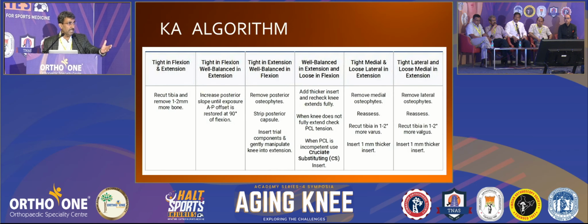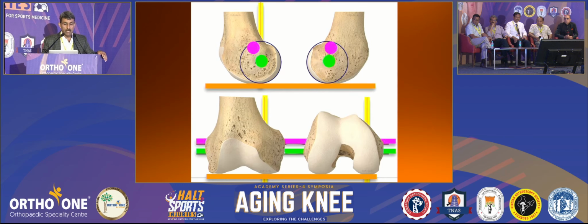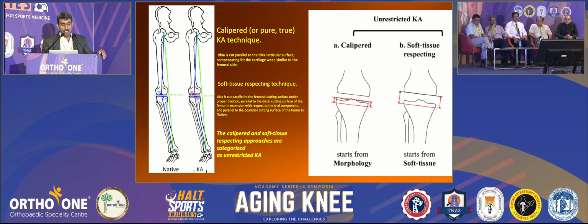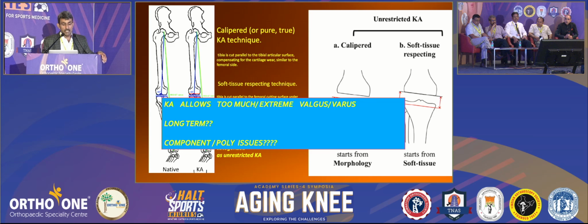And I think there's an algorithm there for release which is slightly different, because like Dr. Anup also pointed out, it's more of bony cuts that are used in kinematic alignment rather than soft tissue releases, because there is no ligament contraction. Exactly. So you're doing only bony cuts to adjust the gap. You're not doing any soft tissue releases. That's right. And there is soft tissue respecting calipered alignment, and the calipered and soft tissue respect are referred to as unrestricted.